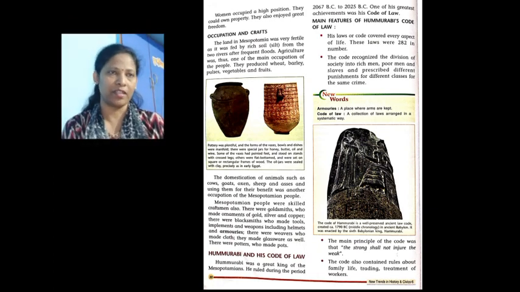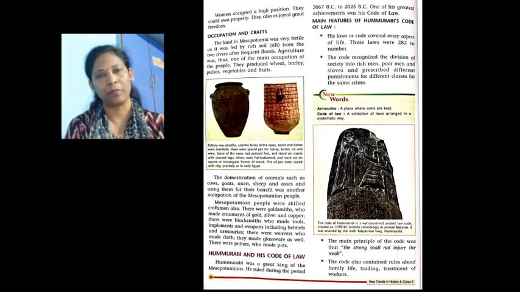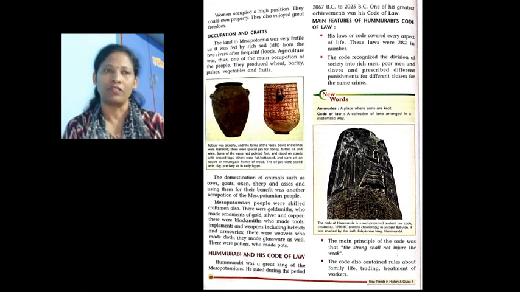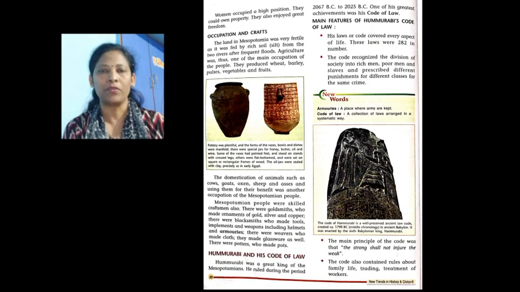Now we are going to study about Hammurabi and his code of law. So who is Hammurabi? He was a great king of this Mesopotamian civilization. He ruled during the period from 2067 BC to 2025 BC. One of his greatest achievements was his code of law.